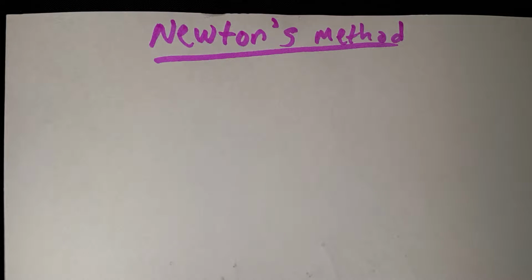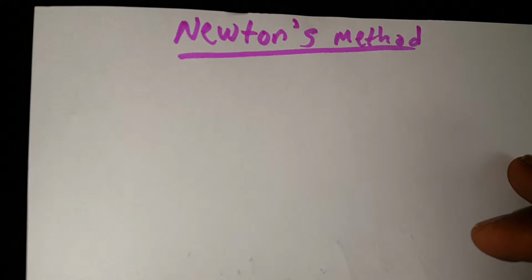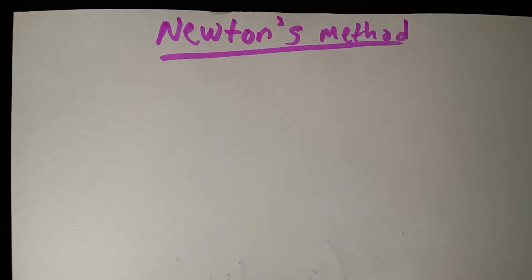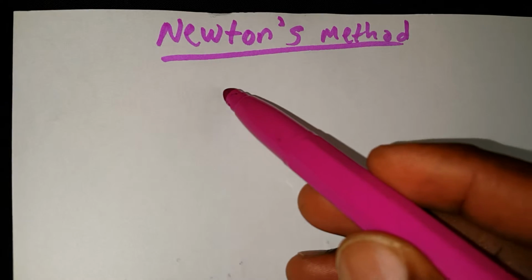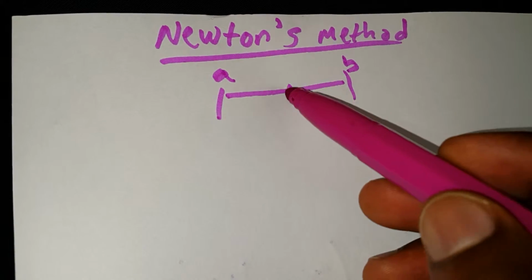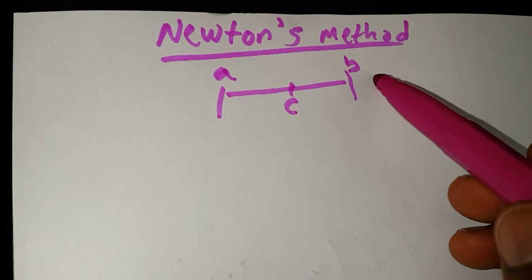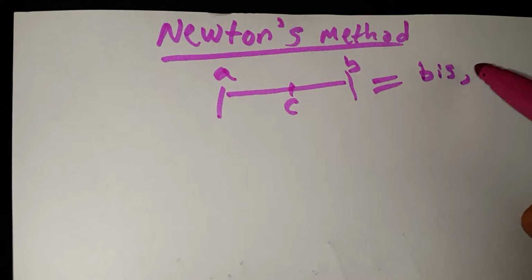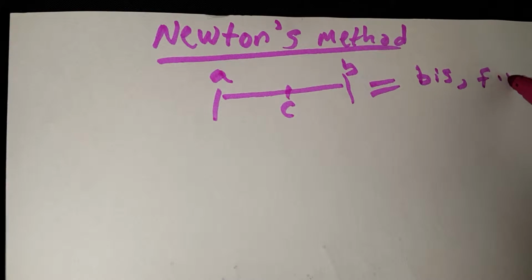Alright, welcome back guys. So far in our previous video we discussed the bisection method and the method of false position, where we are talking about the distance from here. We got A, we got B, and we find C. We talked about it in the bisection method and the method of false position.